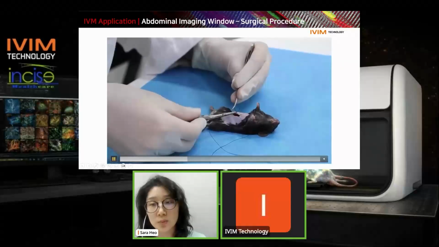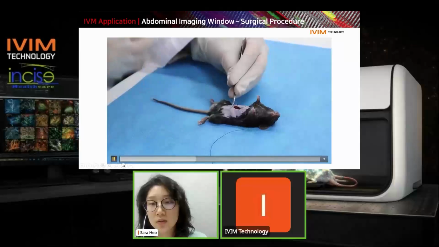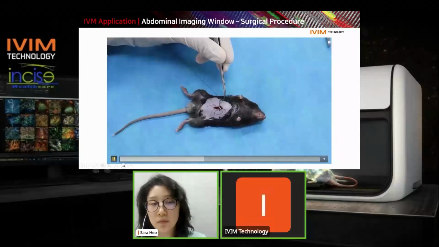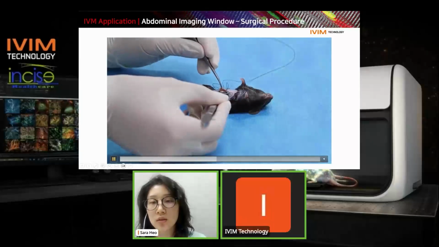It creates loops, about 3 to 5 loops. The suture goes through both the membrane and skin. Like that, you can see these loops. These loops are going to be used to hold the window when it's inserted. The window is inserted like that.